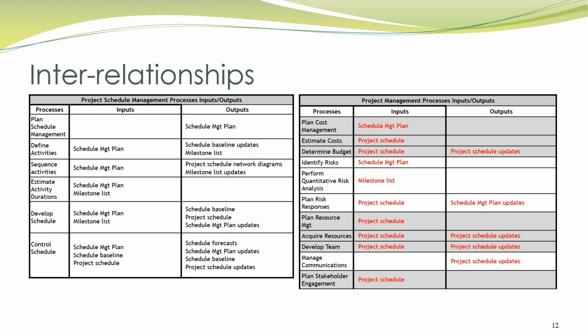Now let's look at where the schedule management plan, the milestone lists and the project schedule show up in other processes. Notice how the project schedule will be updated as an output of the determine budget process. Can you think of reasons why? Clearly, the project schedule will impact resource management and resource availability will impact the schedule, which is why we see the schedule as an input in resource management and updated schedules as an output.